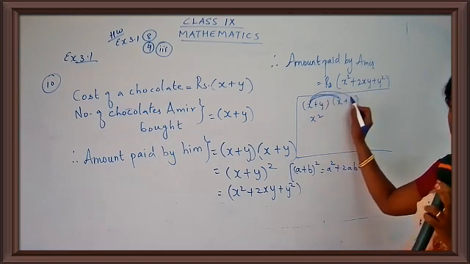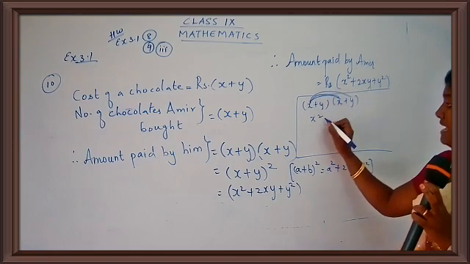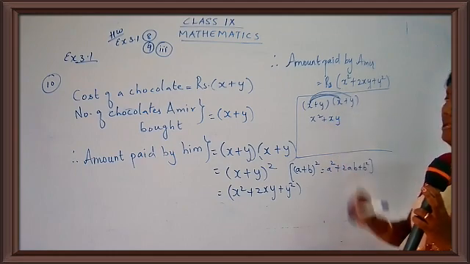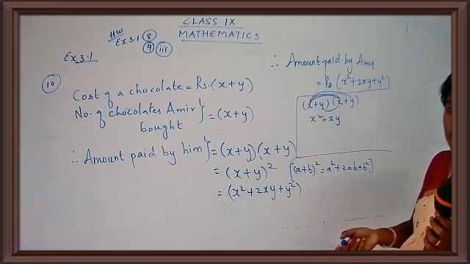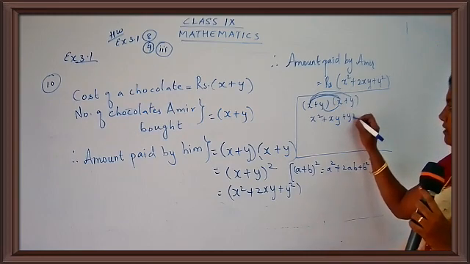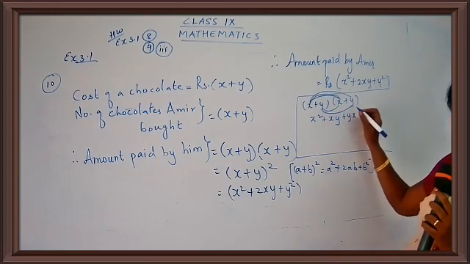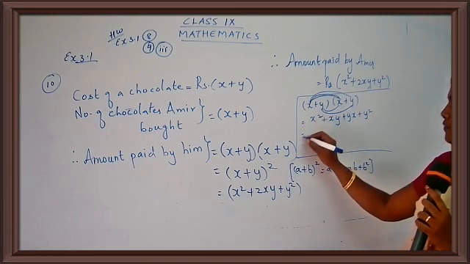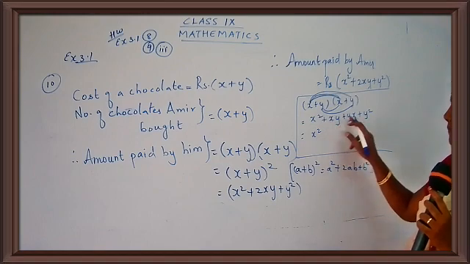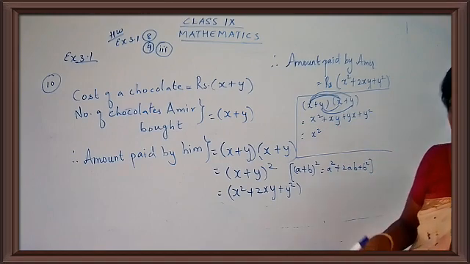X into y. What is x into y? xy. Y into x. What is y into x? yx. Y into y. What is y into y? Y square. So now this is equal to x square, xy plus xy.